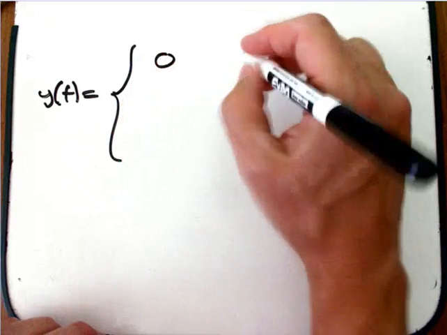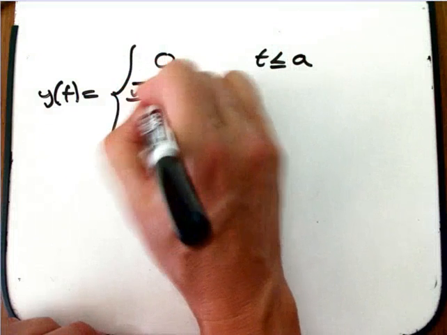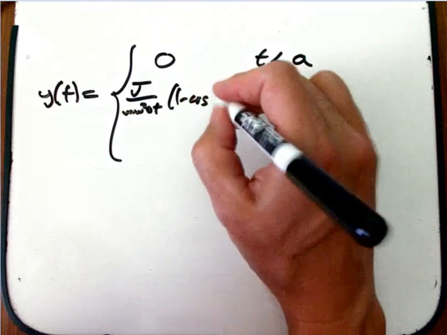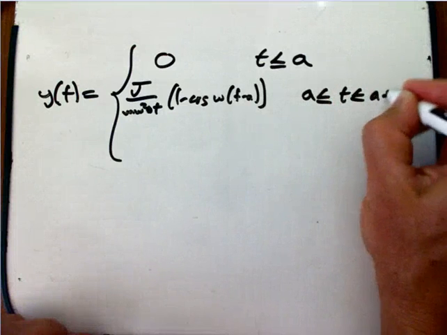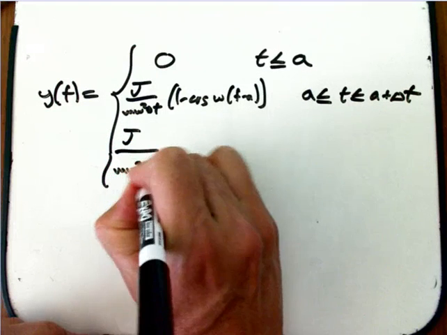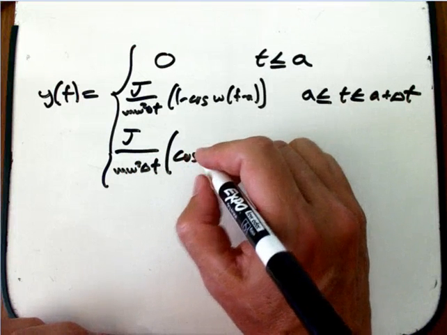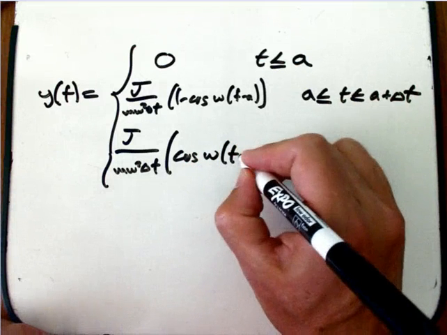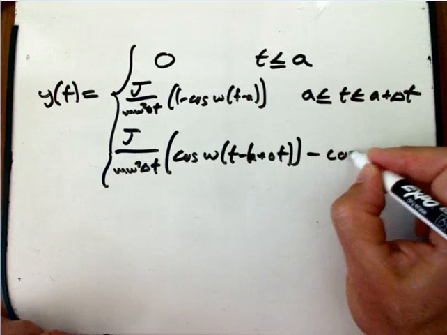Okay, so it's 0 if t is less than or equal to a. It is j over m omega squared delta t times 1 minus cosine omega t minus a if t is between, while the pulse is happening. And then interestingly enough, it's not a lot more complicated once the pulse is gone. And that's a hint that there should be a slicker way to do this. And so we're getting cosine omega of t minus a plus delta t minus cosine omega t minus a.